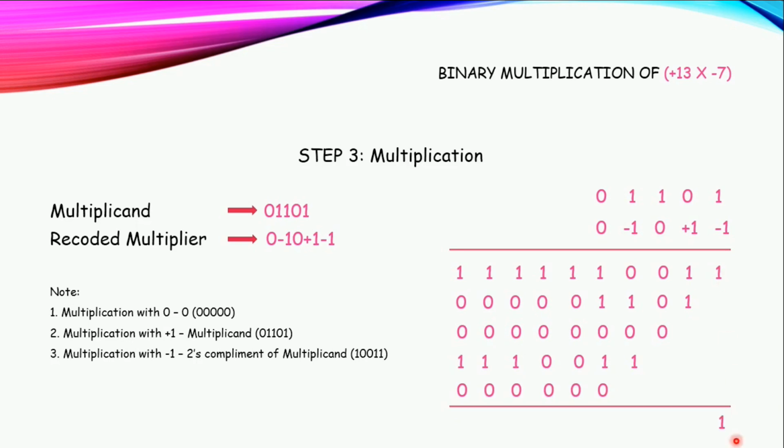Now adding: 1 plus 1, sum 0, carry 1; 1 plus 1, sum 0, carry 1. Here I have to add 4 ones, so it results in 100. So the sum will be 0, the carry to the next stage is 0, and the carry to the very next stage will be 1. Then 0 plus 1 is 1; 1 plus 1, sum 0, carry 1; 1 plus 1 plus 1, sum 1, carry 1; 1 plus 1 plus 1, sum 1, carry 1; 1 plus 1 plus 1, sum 1, carry 1. I need only 10 digits in the result, so I can omit this one at the MSB.